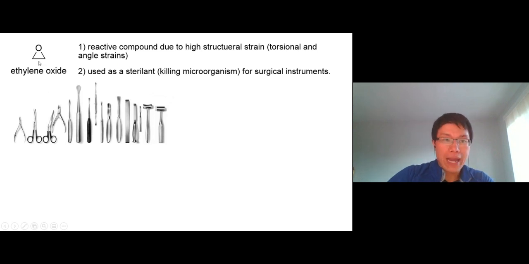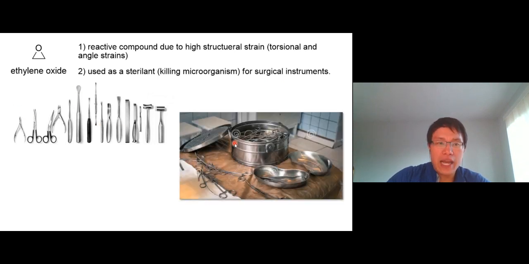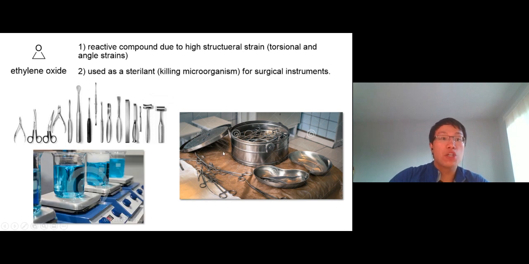Actually, all right, so ethylene oxide looks like this. It has high ring strain, high torsional strain, and is really reactive. We use this in a solution to kill bacteria and microorganisms. For example, with surgical instruments, we put them into a container and then add the solution of ethylene oxide.